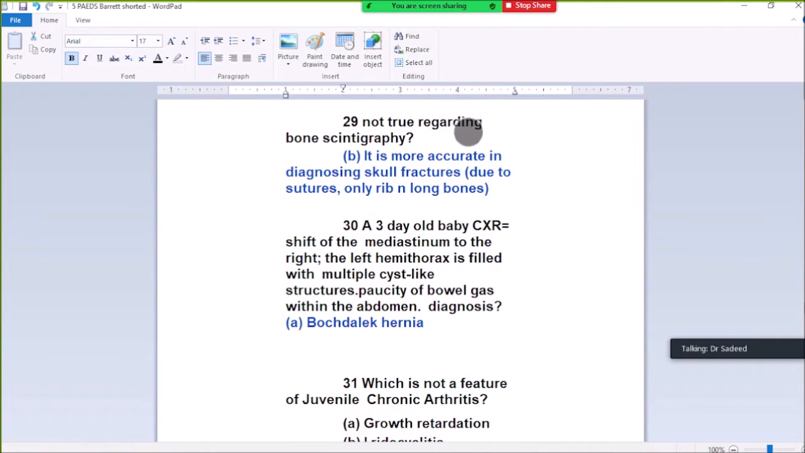29. Not true regarding bone scintigraphy. It is more accurate in diagnosing skull fractures due to sutures. Bone scintigraphy shows fractures only in rib and long bone. Why not in skull fracture? Because skulls have sutures. Sutures cannot be properly seen in bone scintigraphy, so it is used only for rib and long bone fractures. So this is not true regarding bone scintigraphy.